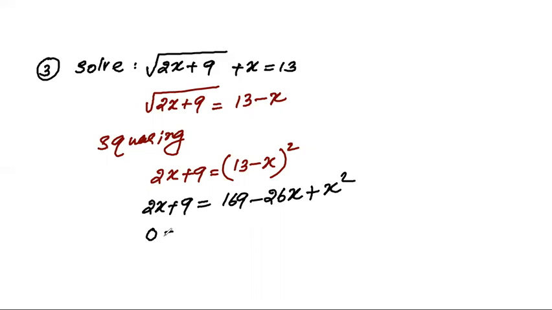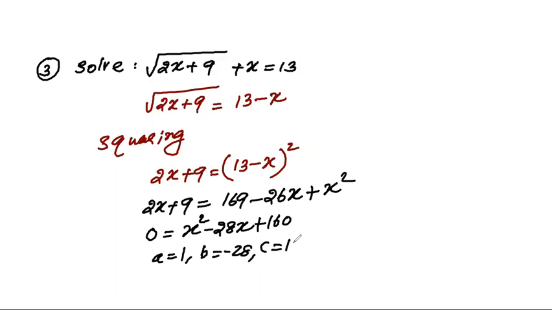What are we getting? 0 is equal to x square is there, minus 26x is here. If you're taking this 2x to the right side, it will become minus 2x. So totally you'll be getting minus 28x. So 169 is there. This 9, if you're taking to here, it will become minus 9. So that will become 160. So here you can see a is equal to 1, b is equal to minus 28, c is equal to 160.